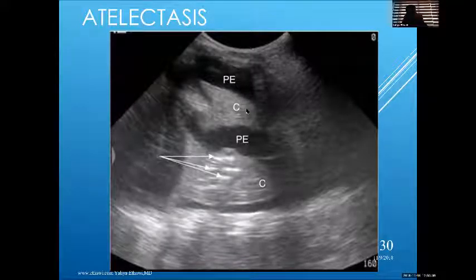When there is collapse and atelectasis, you can see disappearance of the hypoechoic lung tissue, where around it there is pleural effusion, a black area, and you can see here some collapse, and some hyperechoic air bronchogram. So there is infection here with pleural effusion. These are signs of collapse because there is no hypoechoic area and there is no hyperechoic air bronchogram.